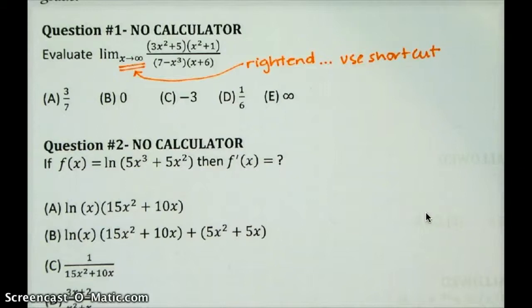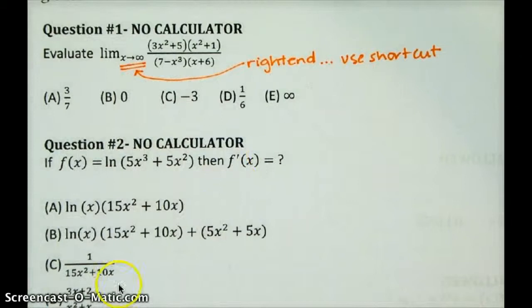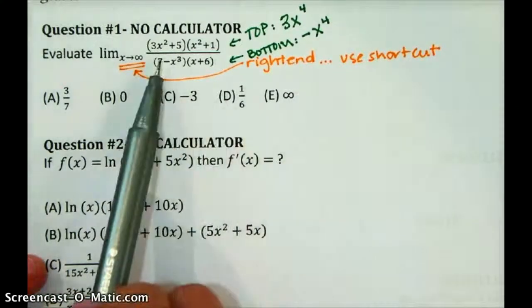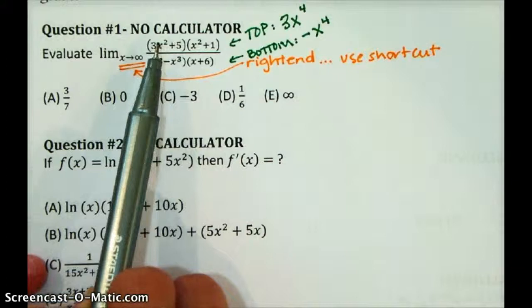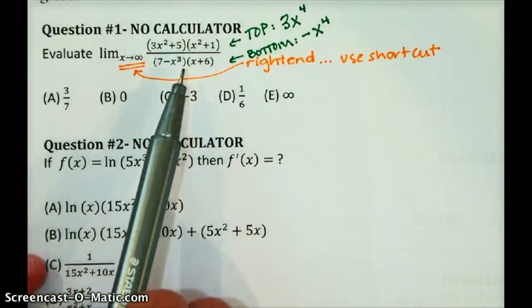Great, so question 1, the first thing I notice is that I am looking at end behavior, which means that I can use the shortcut. The shortcut is to look at the highest degree on the top and the bottom. In order to know what it is, however, I have to imagine FOILing everything out. It doesn't mean I actually have to FOIL it out though.